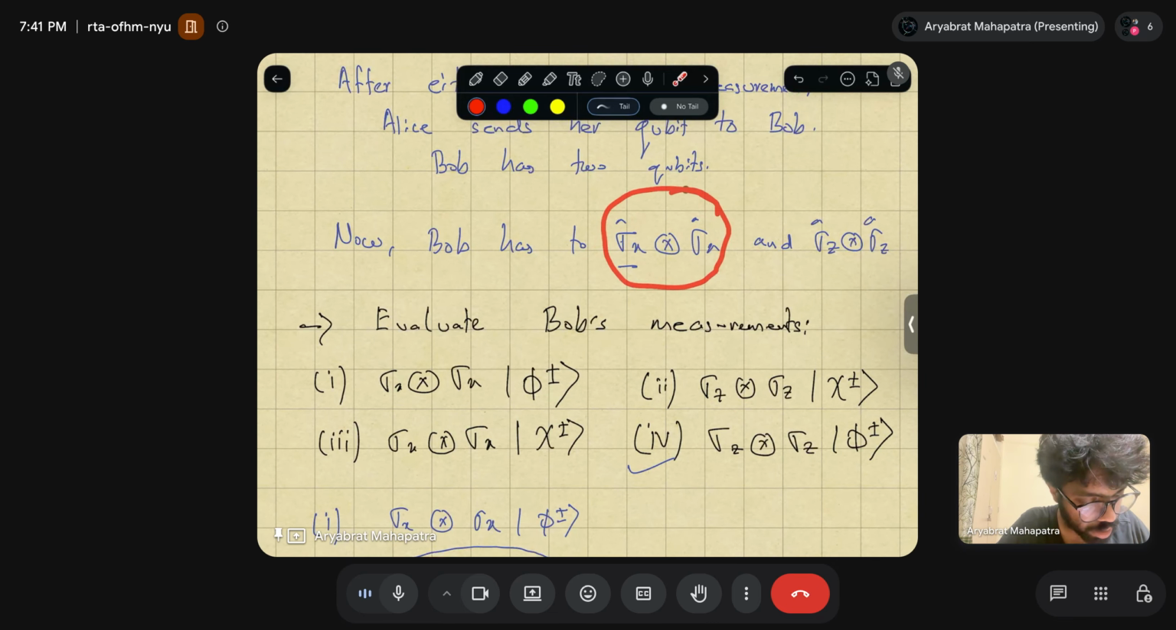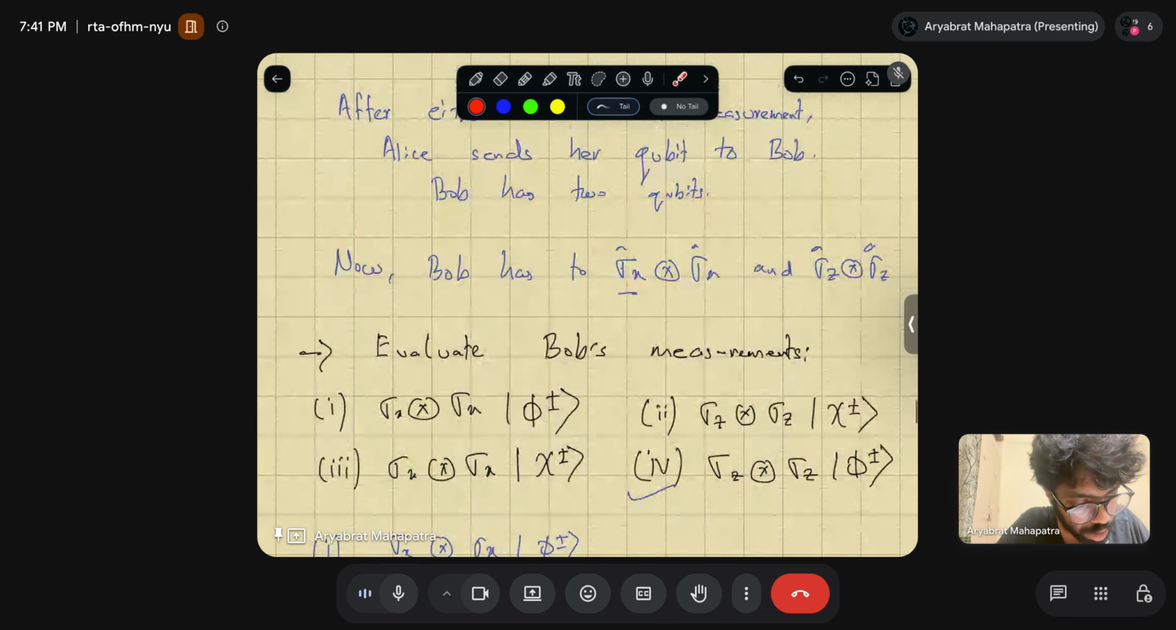Why will you do this sigma x cross sigma x? Because I did only a sigma x measurement, or only a sigma z measurement. I did not do sigma z cross sigma z or sigma x cross sigma x, because I only had one qubit. But now, after I sent my qubit to you, you have two qubits. So you will measure the one which I sent together with your original qubit from the beginning. That is why you need two operators in a tensor product.